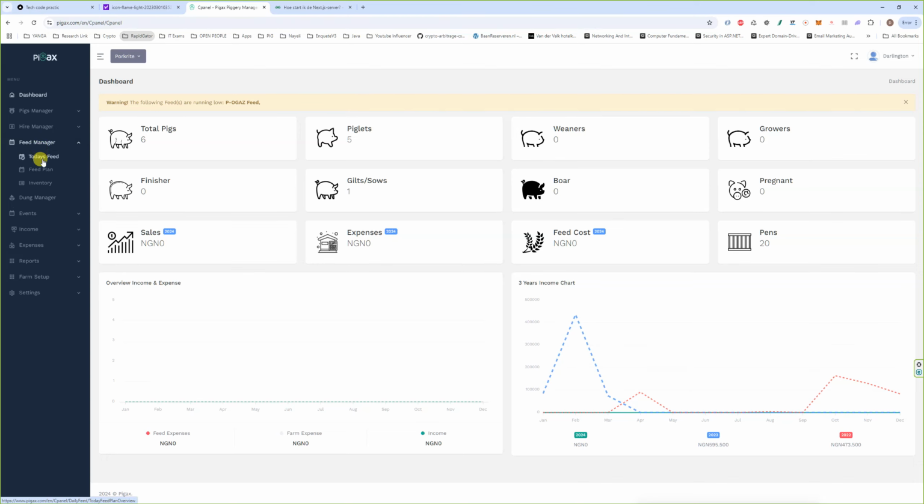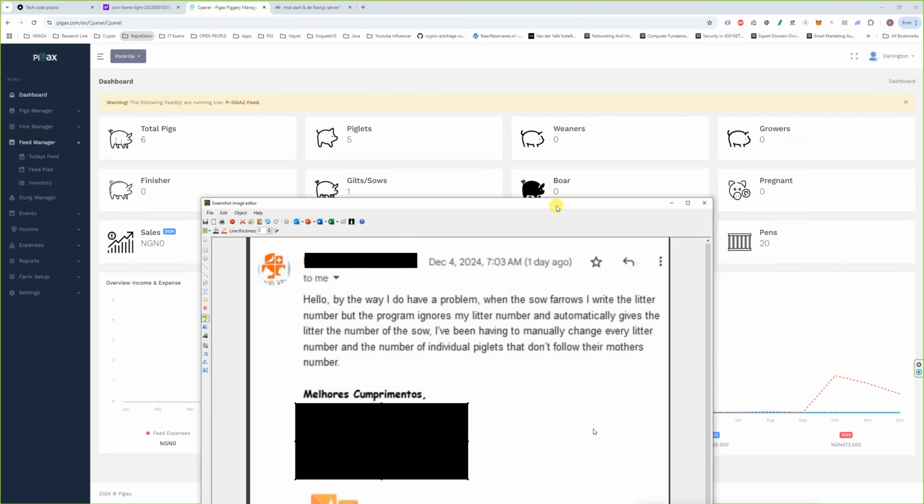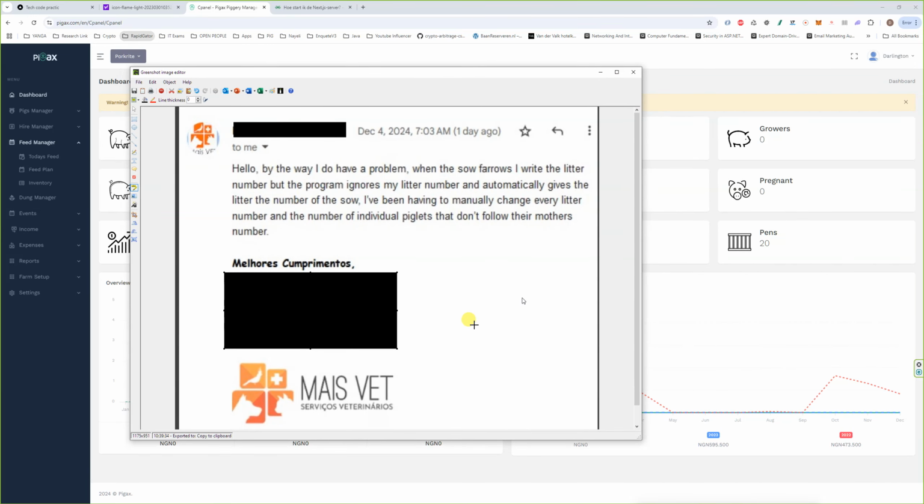Now I want to talk about the problem. What was the problem that the user experienced? According to the message we got, the user is saying that he wrote down a liter number, just like how we saw Darlington put down the liter number, but then the program ignores my liter number and automatically gives the liter the number of the sow. So let's check that first before we continue.